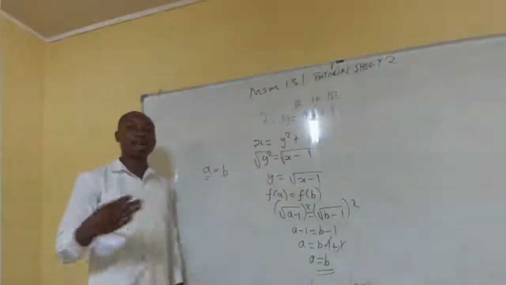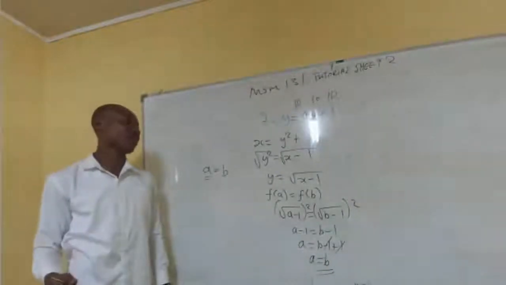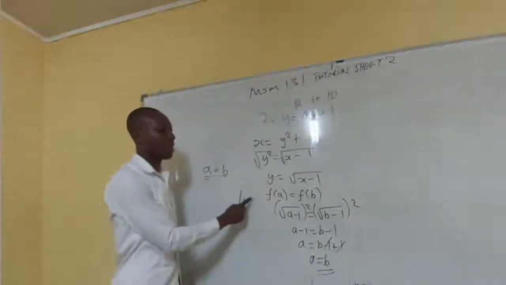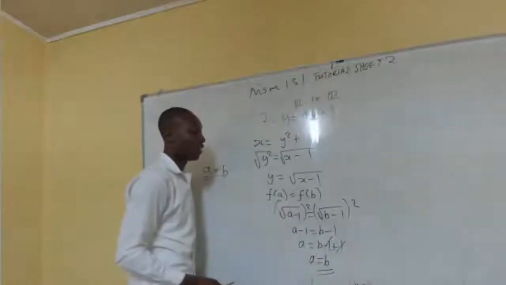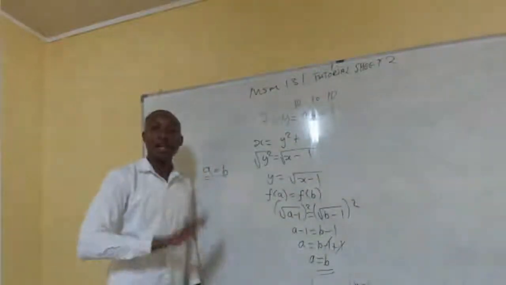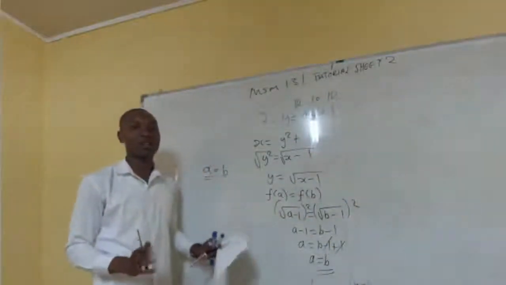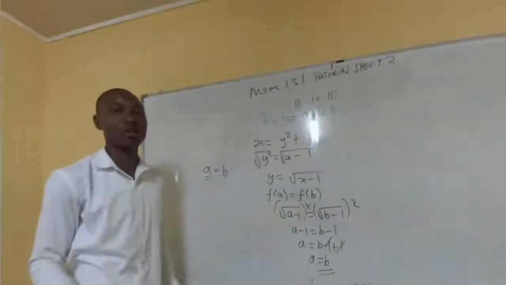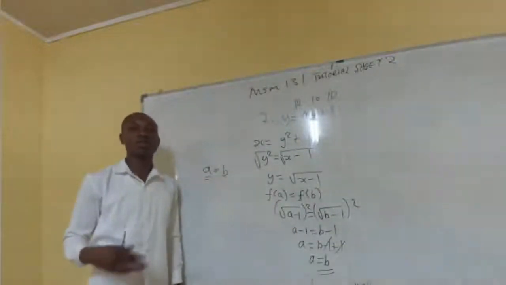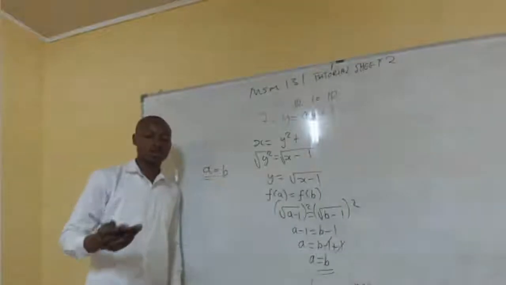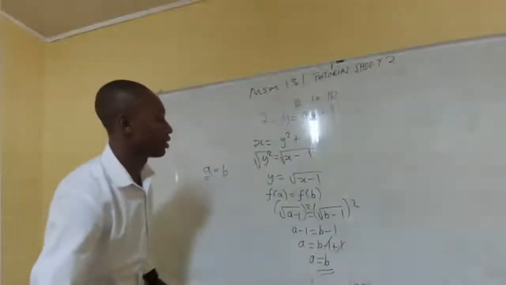Okay. Then if we ask you to prove whether it's a one-to-one function, what do you do? You're going to say f of a should be equal to f of b. If the answer ends up being a equals b, then that particular function is one-to-one. Okay, because remember, a function may not always be one-to-one, it can also be many-to-one.